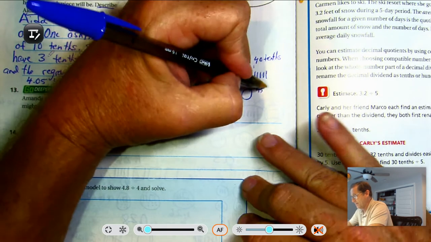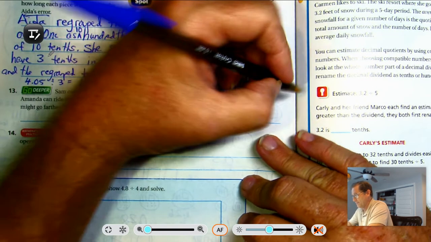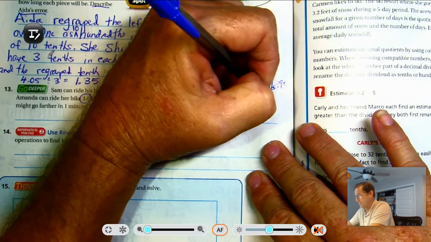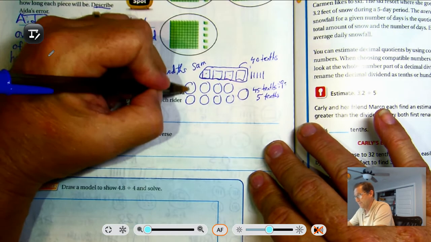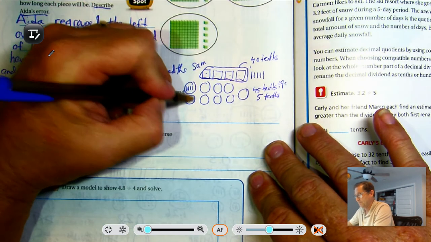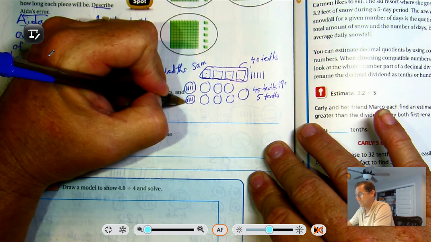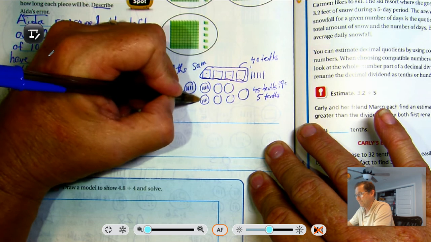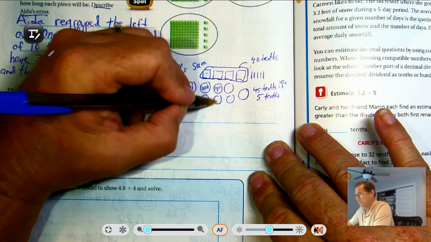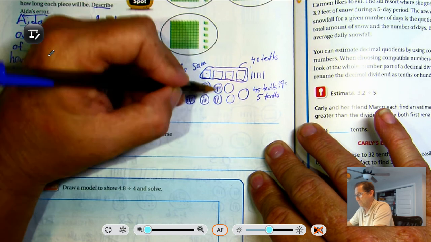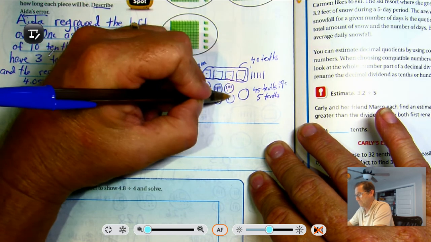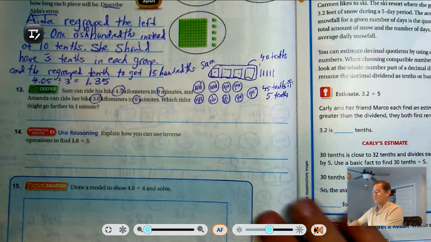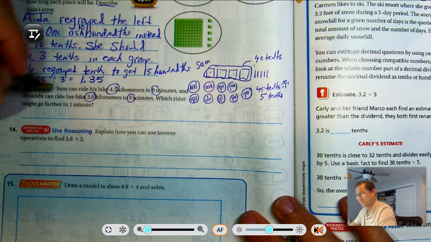Gives us 45 tenths divided by 9. Well, 45 divided by 9 is just 5. So his would be 5 tenths. So Sam is 5 tenths.